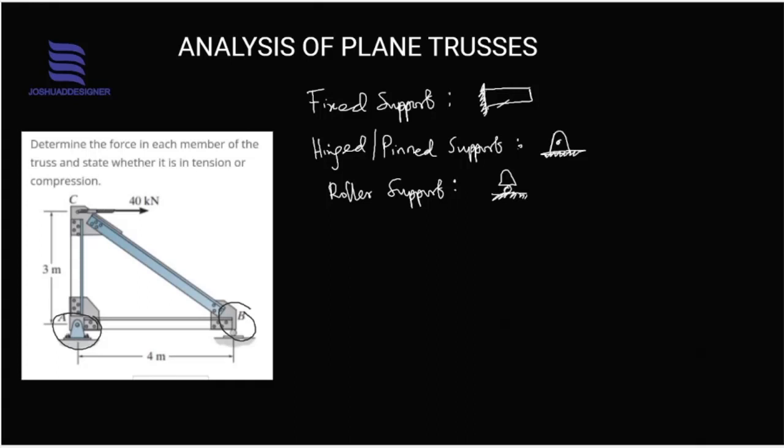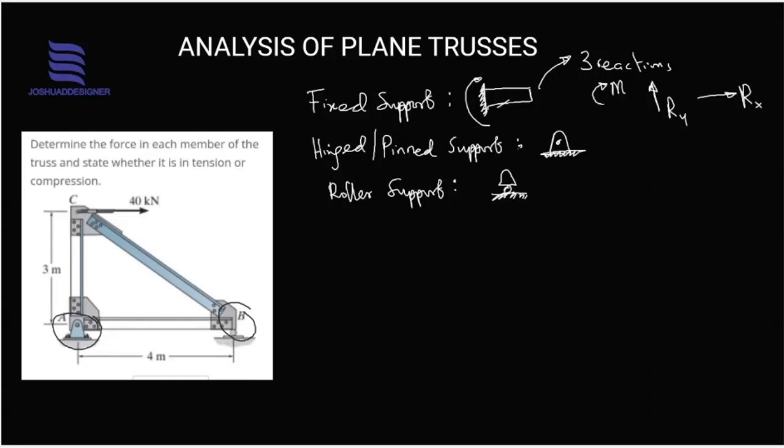These supports have basic reactions. For fixed support, we have three reactions, and the reactions are the moment M acting at this particular point, as seen, the vertical reaction, we may call that Ry, and the horizontal reaction. So these are the reactions operational at a fixed support.